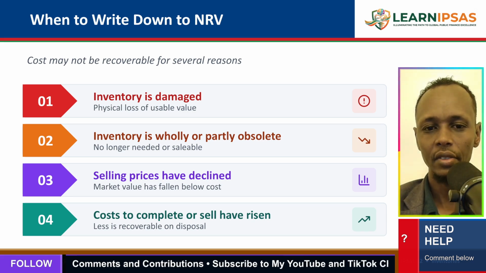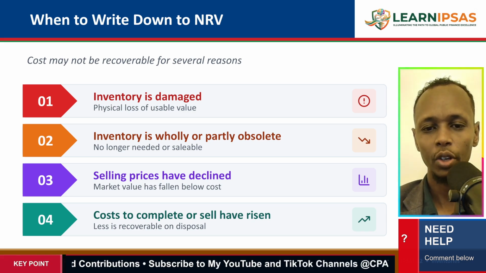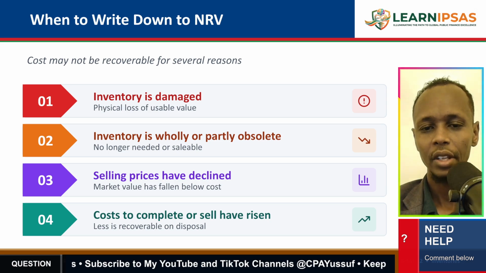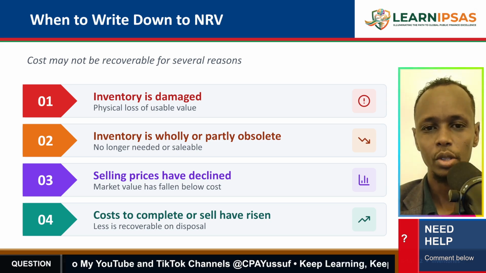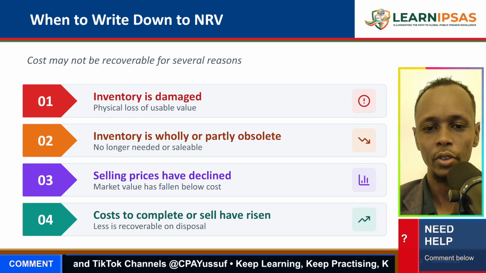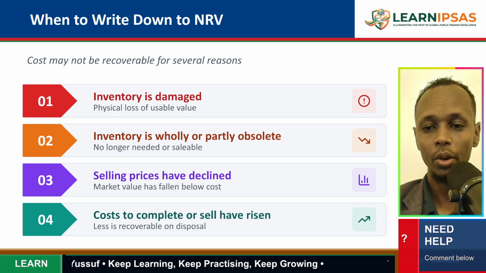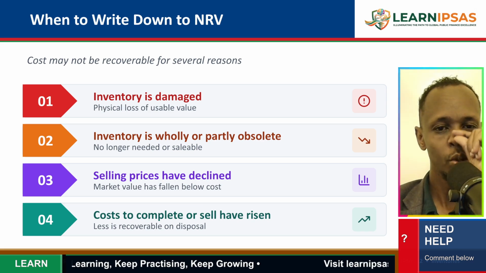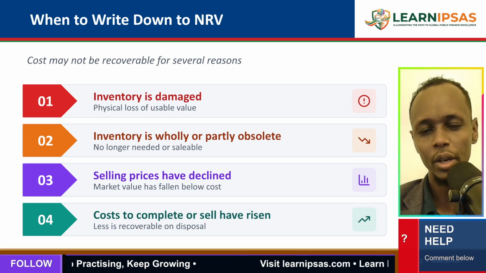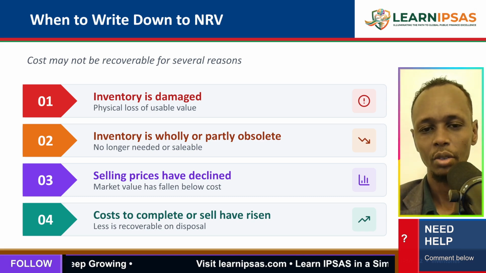Selling price has declined. If the selling price or market value of that inventory has fallen, that will also reduce the inventory, so that will force you to write down the inventory. Cost to complete or sell has risen. Less recoverable on disposal. So all those are instances where you can write down inventory.